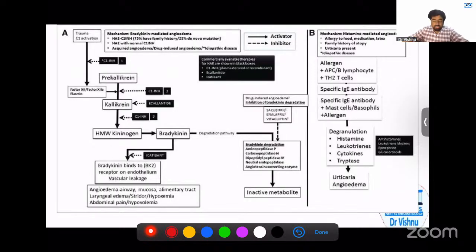So whenever it's histamine, it's very simple. It's a kind of type 1 hypersensitivity. You have to give antihistaminics. You can give leukotriene inhibitors. You can give epinephrine, steroids. All of those will work. But what is bradykinin, right?